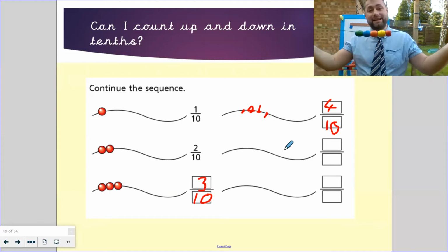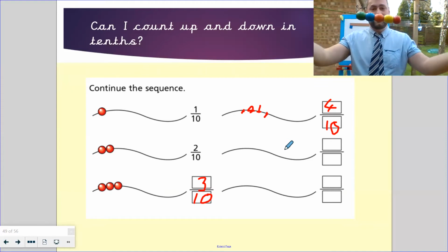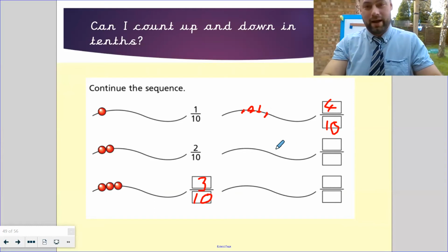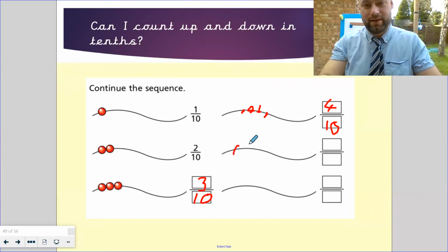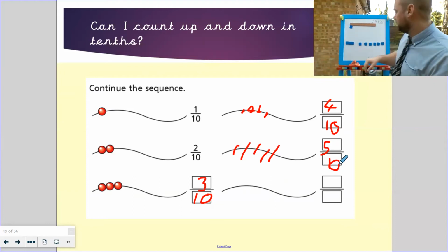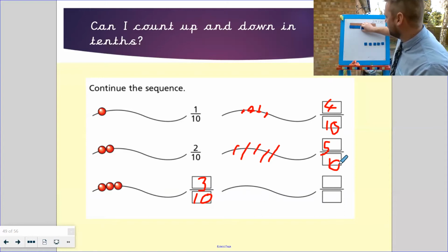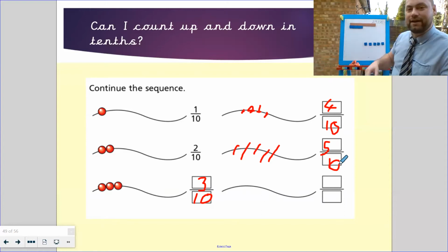That's correct, because each of these beads represents 1/10, and I've just added another 10th to it. So now I have 5 beads on my string, and I write that as 5 over 10. Now for the last one, okay, and I'm just going to put these up here. So just imagine adding tenths here now, or taking away, we've gone up to 5. Okay, so now we've got 5 out of 10.